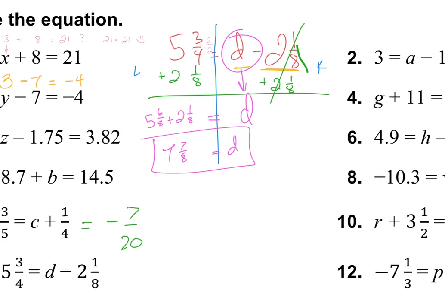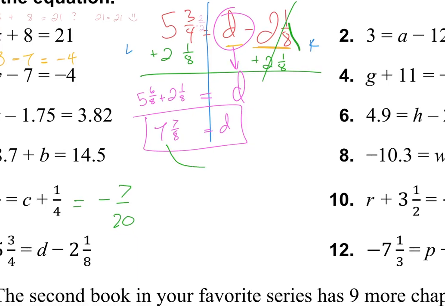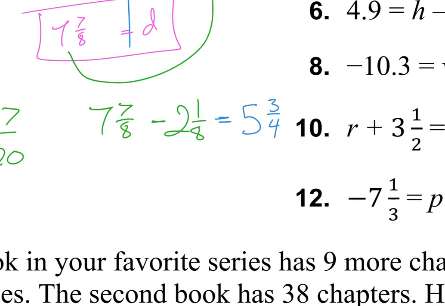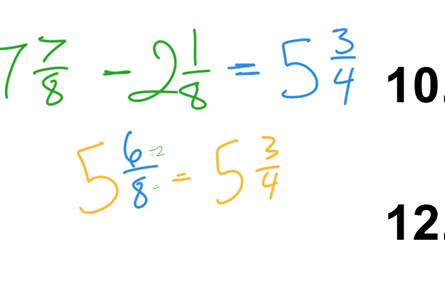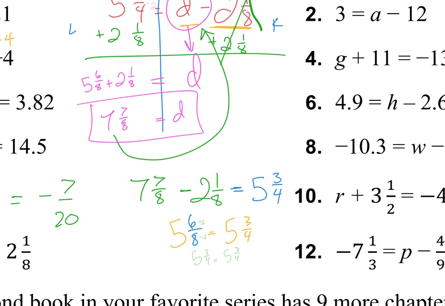Now we need to check that. So we're going to take that and plug it in right there. Does 7 7/8 minus 2 1/8 equal 5 3/4? Let's find out. 7/8 minus 1/8 is 6/8. 7 minus 2 is 5. So are we looking good or are we not looking good? I think we're looking good because we can divide this by 2, divide that by 2 to get 5 3/4 equals 5 3/4. So we're good. That's our answer.